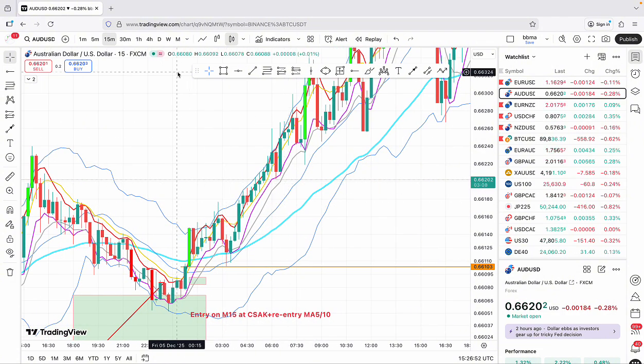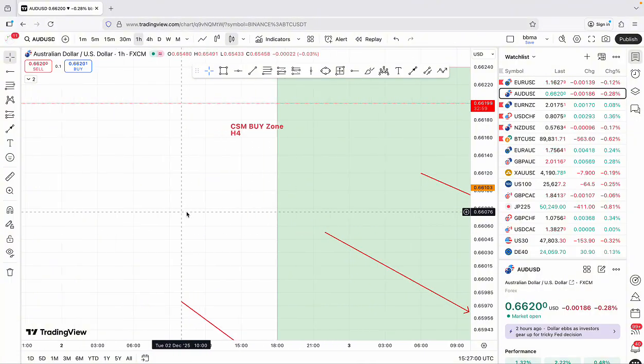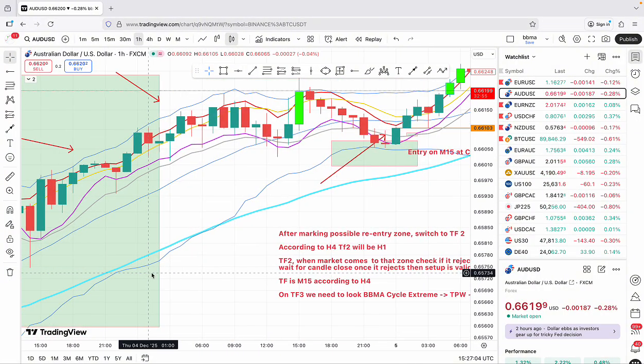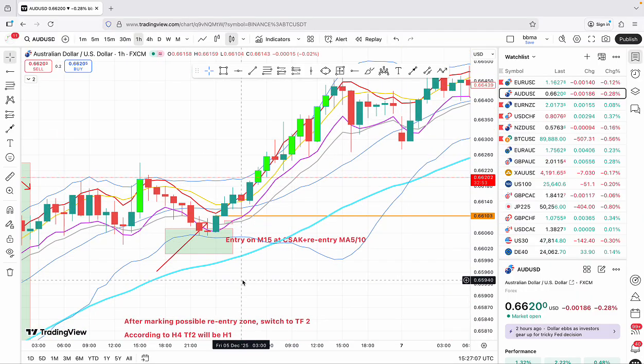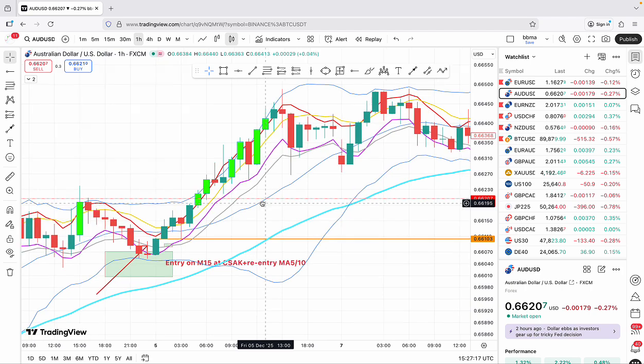This is how you need to enter. And TP is always when you find that it didn't form any other CSM in time frame 2. This is our time frame 2. If it didn't form CSM again, then it means the market is losing volume, and then you can close half and put break even and hold the rest of the day.